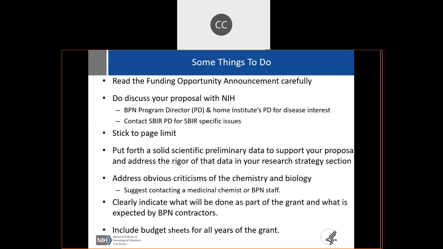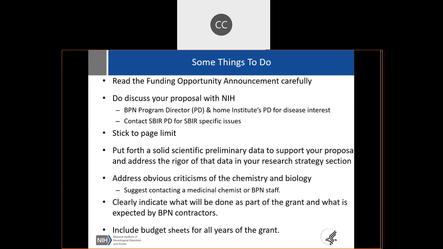That can be part of your milestone, getting rid of X, Y, Z so that we can move forward. Clearly indicate, as I said, what's going to be done, and then it calls for a table to do that. Also, and it happens every round, I get an application or two that people submit budgets for each phase rather than every year of the grant. So every year of the grant you must have a budget for.